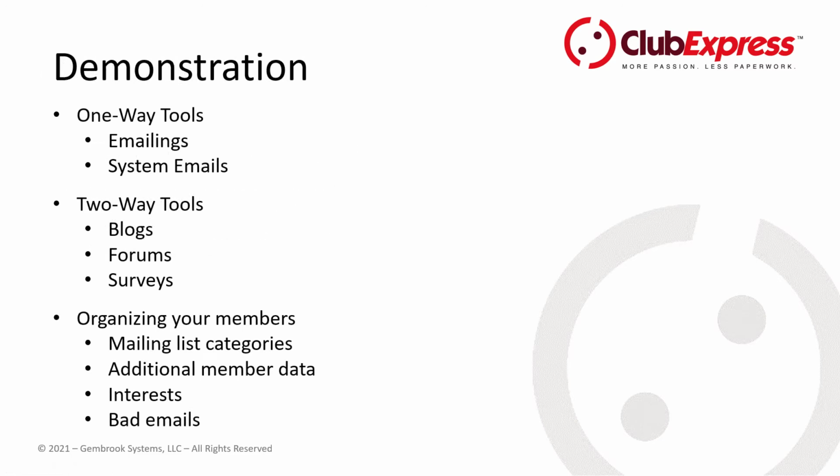So in today's demonstration, we'll talk about the one-way tools that we have. We'll talk about emailings, we'll talk about text messaging, and we'll talk about the two-way tools that we offer, blogs, forums, and surveys, where you're generating communication going from you as administrators and coming back from your members, and then also communication between your members. So giving them the chance to really feel like they're part of a community and not just visiting a website, reading a newsletter, and paying dues.